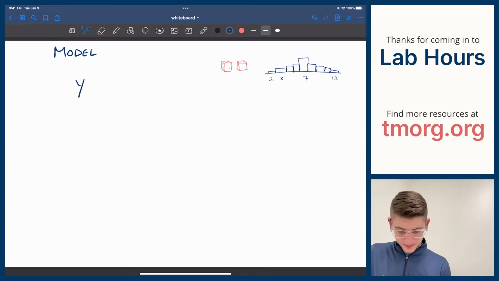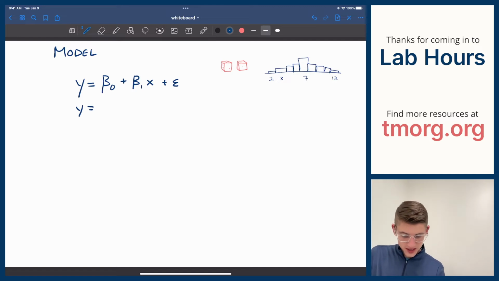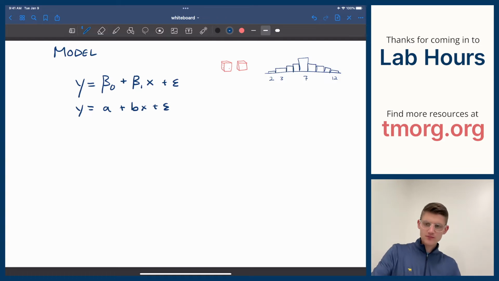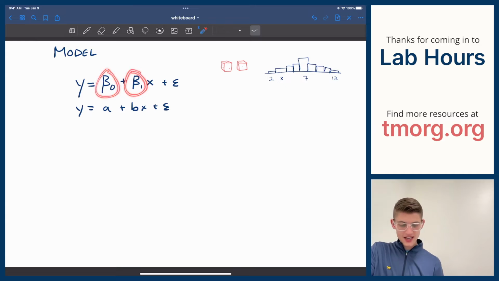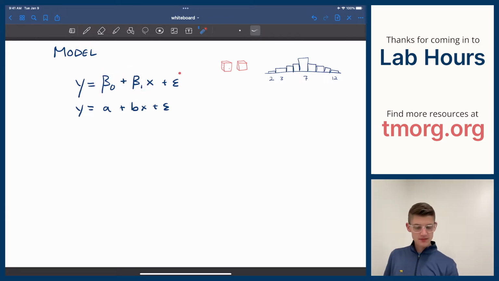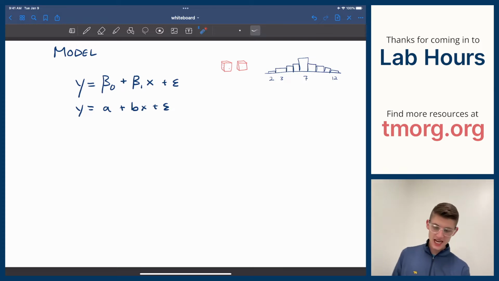This is what the model looks like. Y is equal to beta naught plus beta 1 x plus some error term. Or if we're using the a, b notation, y is equal to a plus bx plus e. These are models. This is our guess as to what the hypothetical perfect relationship between x and y looks like, right? And so we're going to get beta 1 and beta naught from our data. This e, or epsilon, it's Greek, it's epsilon, right? This is going to represent an error term individual to each piece of data.